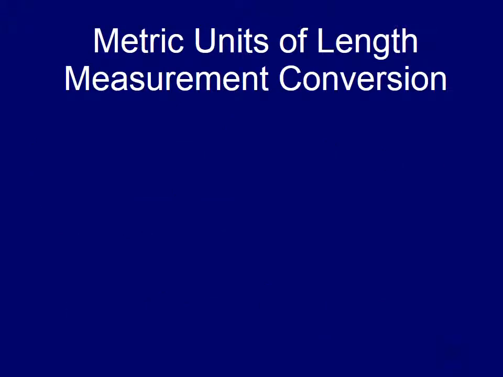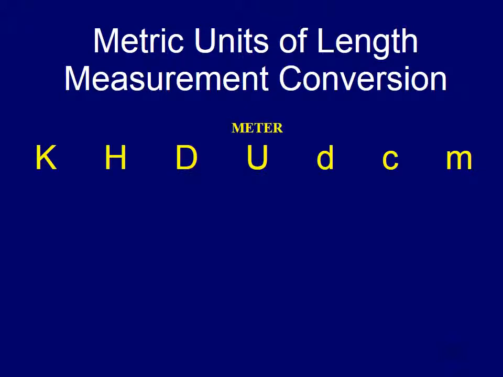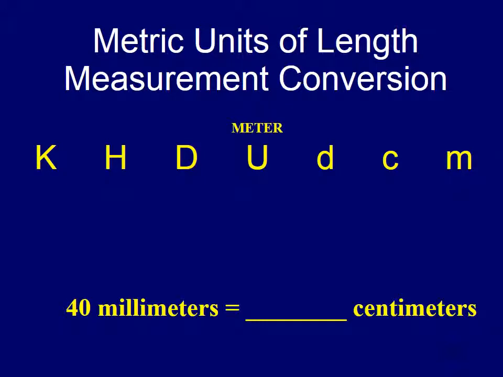Okay, let's try it again. King Henry doesn't usually drink chocolate milk. We got our meter in there. And now I'm converting 40 millimeters to centimeters. I'm going to put my finger on the position that I'm converting from. I'm going to take my arrow in the direction that I'm converting to. I'm going to count how many place values I'm moving, well, in this case is 1. Then I'm going to move my decimal that many place values. So 40 millimeters becomes 4 centimeters.